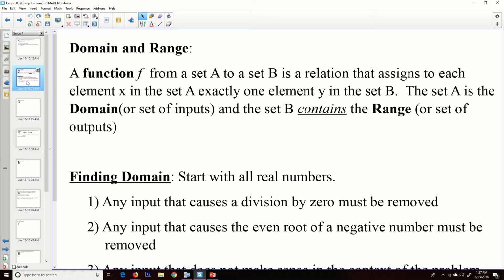If a function f from a set A to a set B is a relation that assigns each element x in the set A to exactly one y in the set B, the set A is the domain or set of inputs, and the set B contains the range or set of outputs. Now, you'll notice that I have this highlighted and underlined and in italics. So set B can have more elements in it, but that doesn't necessarily mean that B is the range. The range is the set of all of the elements that are the outputs, but set B could have more elements in it.